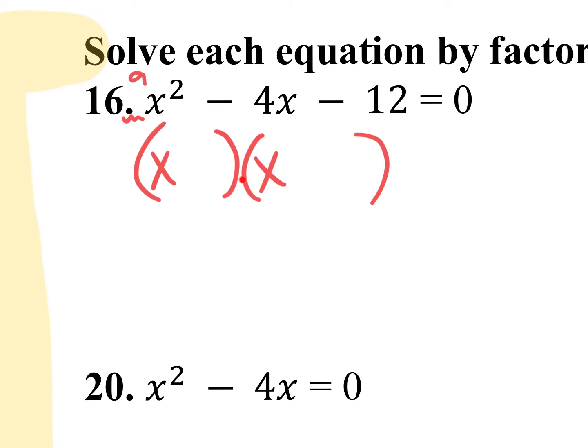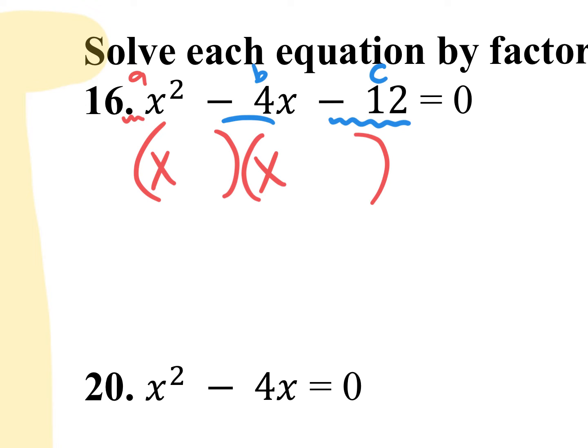If it were a 5, you wouldn't be able to set this up. Why? Because x times x is not 5x squared. X times x is x squared. So when there's no number, you could put x right there in the parentheses, and you're good to go. And the process is you think what times what is the c value, which is negative 12, that if you combine together is the b value.